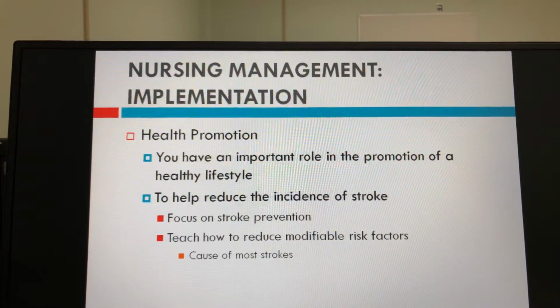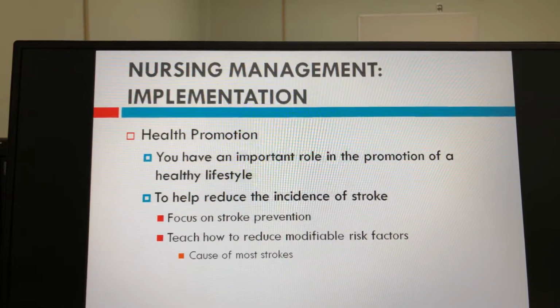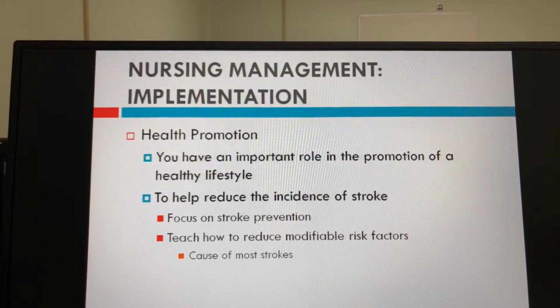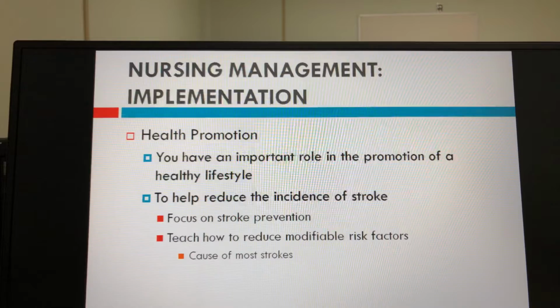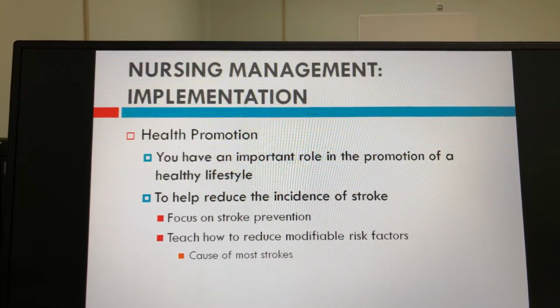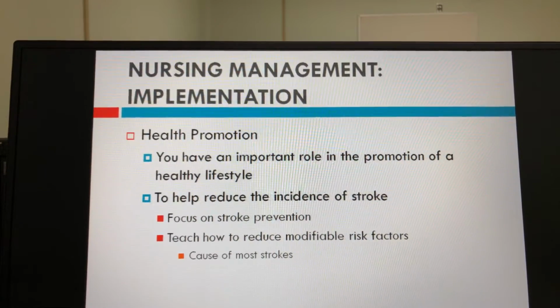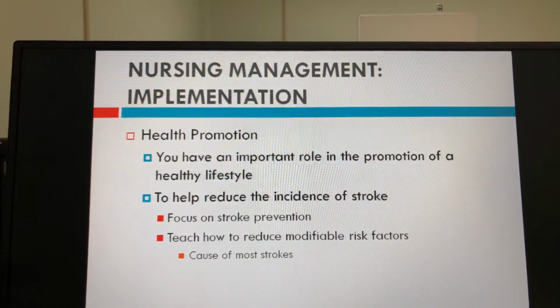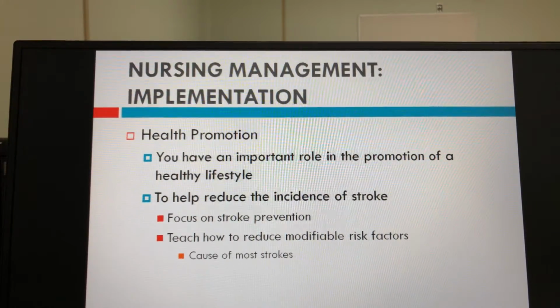Then the A is arm weakness. Is one arm weak or numb? Ask the person to raise both arms. Do you see one arm drift down or not? And then the S is for speech difficulties. Is the speech slurred? Is the person unable to speak or hard to understand? You can ask the person to repeat a simple sentence like the sky is blue. Is the sentence repeated back to you correctly?